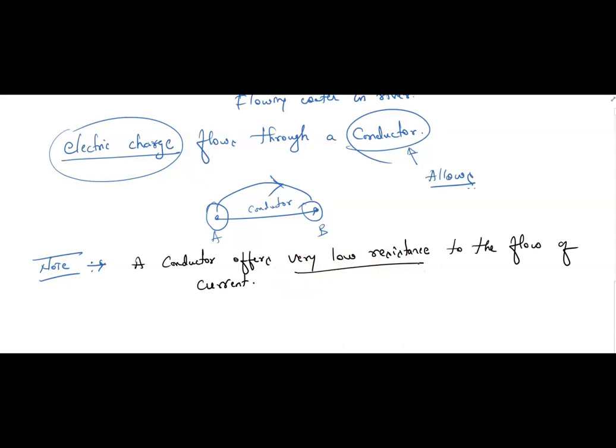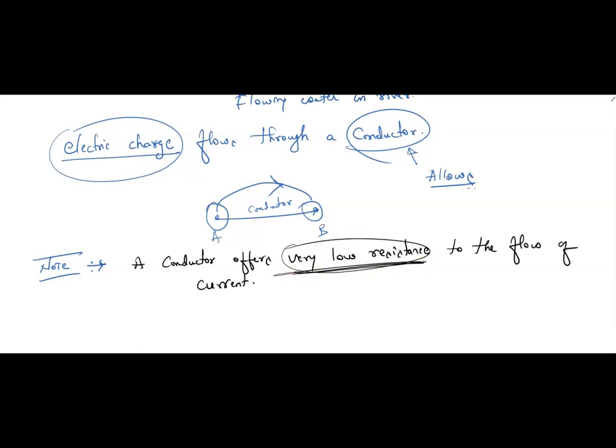The resistance will be very low when the current is flowing through the conductor, passing from one end to another end. You should not forget this point. I'll tell you about resistance just after some time, don't need to worry.